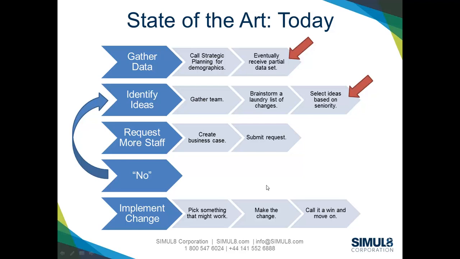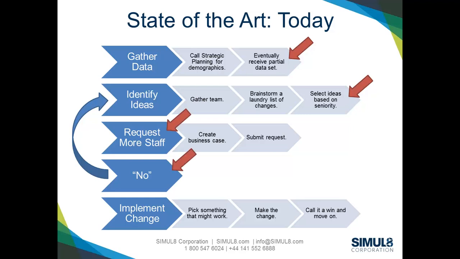Once we've picked a few ideas to focus on, then we go and often, at least in my experience, the solution that we pick to look at is request more staff, right? More staff will fix the problem. So we write the business case, we submit a request for more staff, and of course there's not money in the budget, and so we go back through this process again, right? And we cycle through this until eventually we find something that we can argue for and that we can rationalize, and we end up implementing that change. We pick something we think will work, we make the change, we call it a win, right? Lots of challenges with this, lots of potential opportunities for a better way to do this.